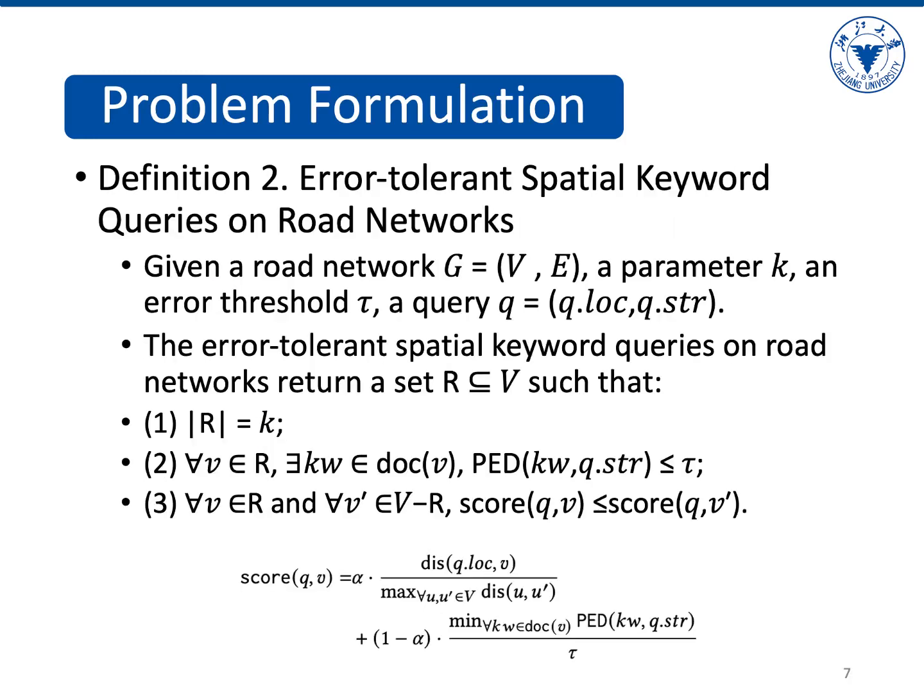Then, we propose a new query type called error-tolerant spatial keyword queries on road networks. Given a road network, a parameter k, an error threshold τ, and a query which contains a query location and query string, the error-tolerant spatial keyword query on road networks returns a set R such that the number of results in R is k. Each vertex in R has at least one keyword whose prefix edit distance with the query string is less than τ. The vertices in R have the smallest scores. The score is calculated as follows, which combines and normalizes the spatial and textual similarities.